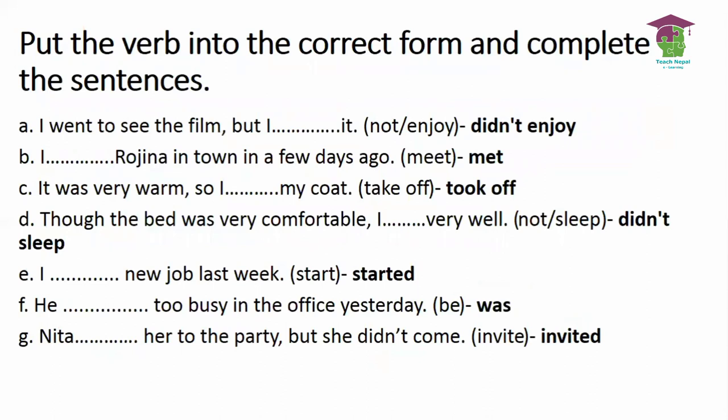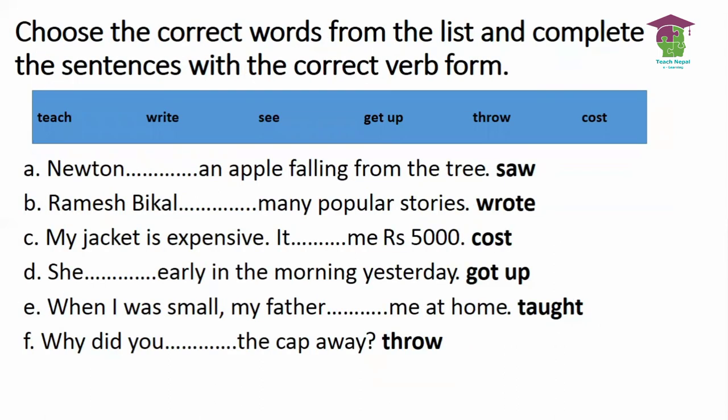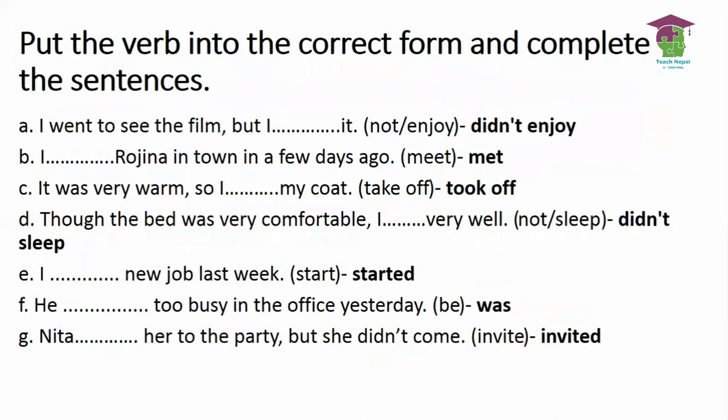The next exercise here, number D, you can see here. Again, you need to write the correct past forms to complete the following sentences given there. For example, I went to see the film, but I didn't enjoy. Instead of not enjoy, we need to write didn't enjoy there.